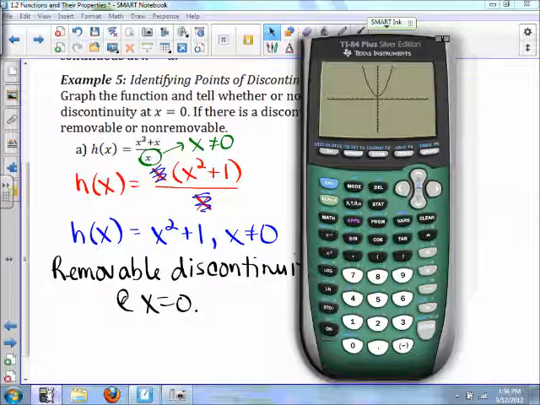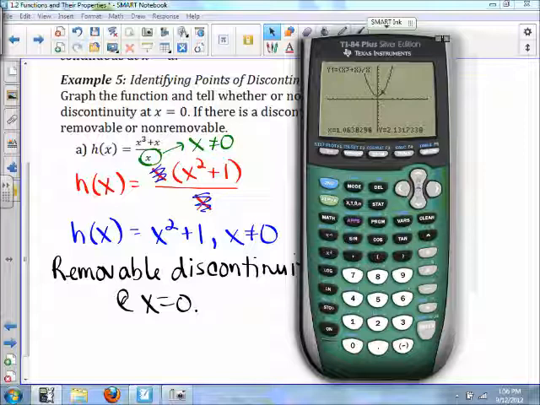Now you can see that on the graph by using your trace button. If you press trace, and I went to the left first, now I'm going to go to the right, you can see that there's going to be a removable discontinuity there because at x equals 0, there is no y value. Even if you go to the right, again, we'll have a y value again. So therefore, you can tell it's going to be a removable discontinuity at x equals 0.